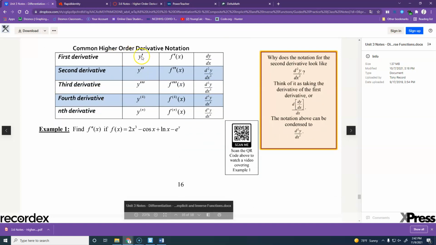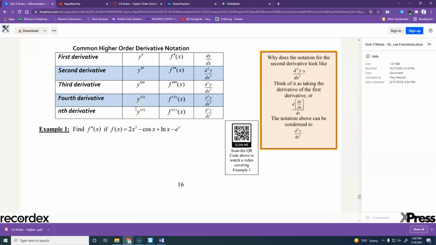Notation for this, you might just see y primes or f primes. When we get past 3 little tick marks, they just start putting parentheses 4, parentheses 7, parentheses n, however many times you're taking the derivative here. We don't do third derivatives, fourth derivatives, fifth derivatives often, but you may see them some. Typically, if you see them, they're going to be on problems that are easy to take derivatives of.